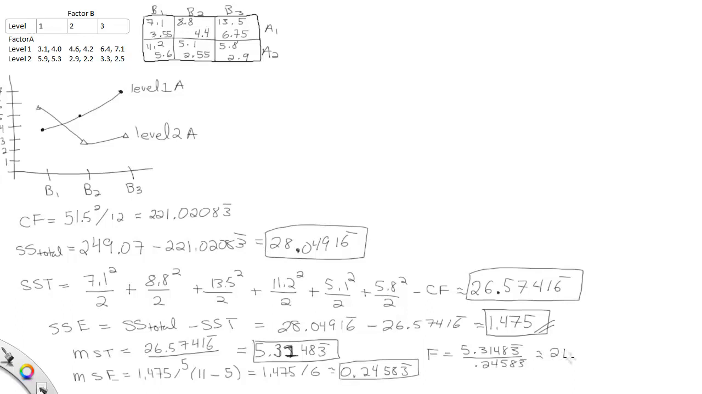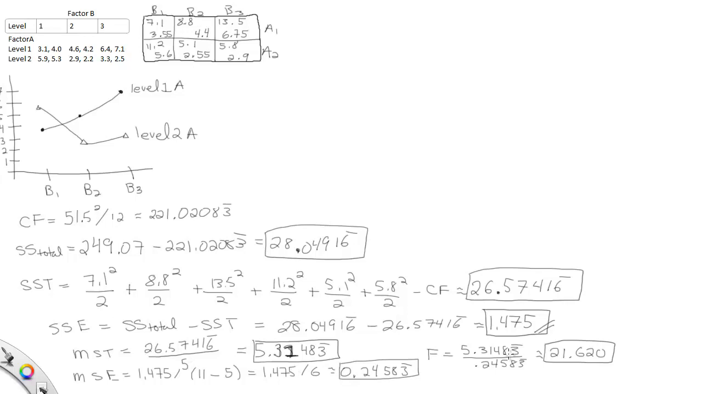So you get a pretty large test stat. You get 21.620. And that makes it appear that it's going to be significant. How do you know? Well, you have to compare it against a critical value. Your F critical value that you would compare it against is going to have the degrees of freedom that you had here for these two.